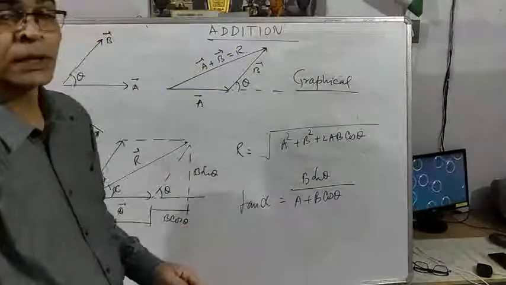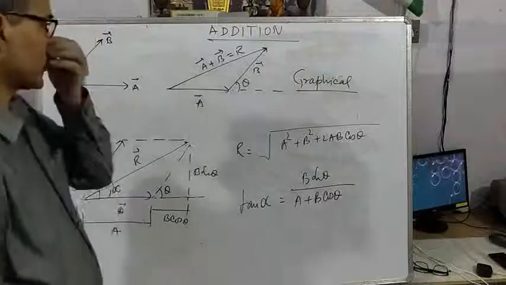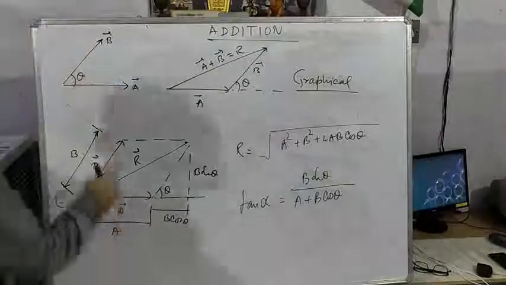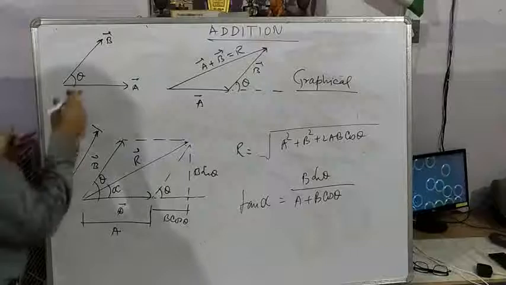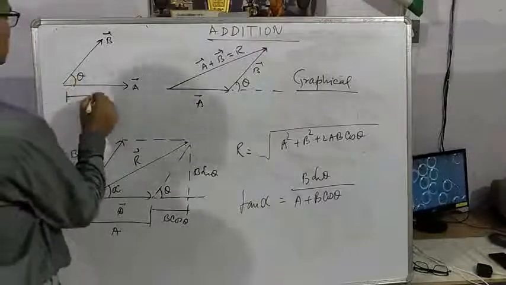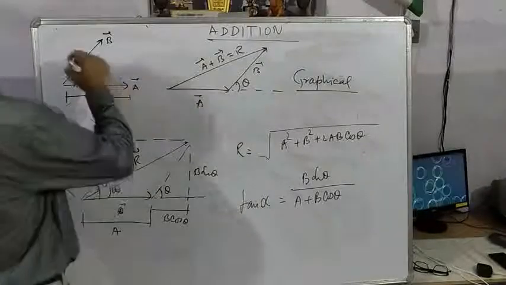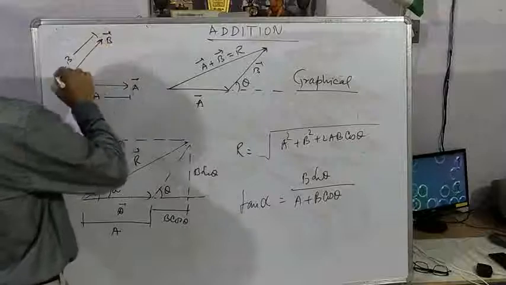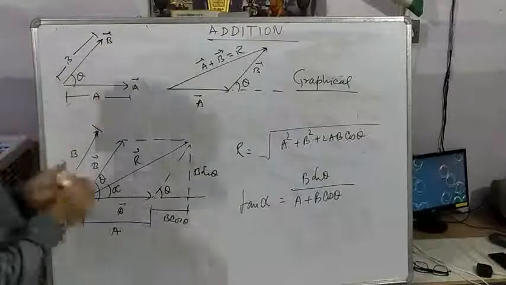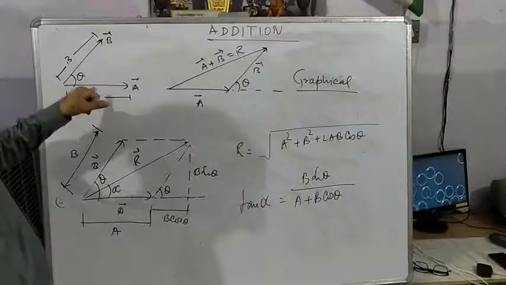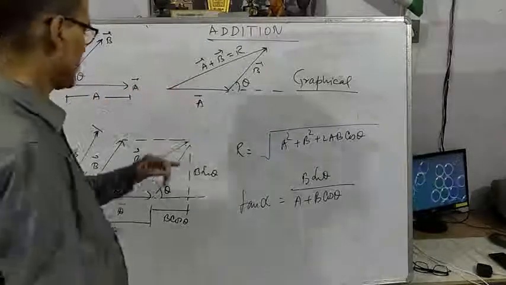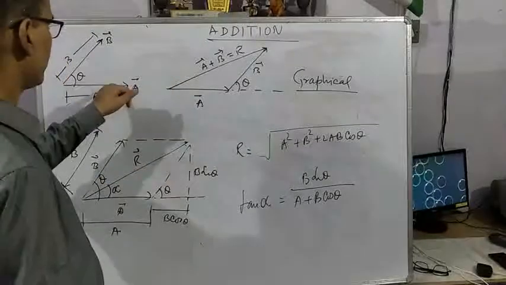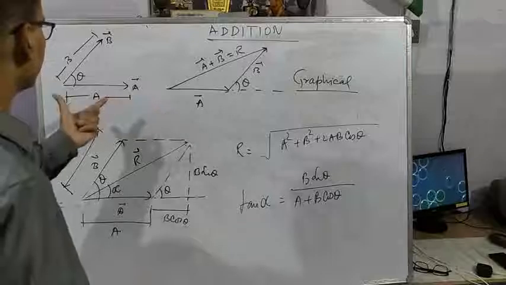Students, now I am explaining addition of vectors. Suppose there are two vectors A and B at angle theta. This is magnitude of vector A and this is magnitude of vector B. For addition, there are two methods, graphical method and analytical method. First, you understand graphical method.